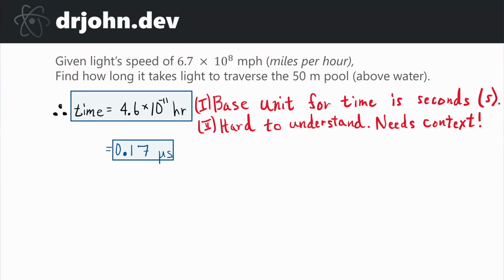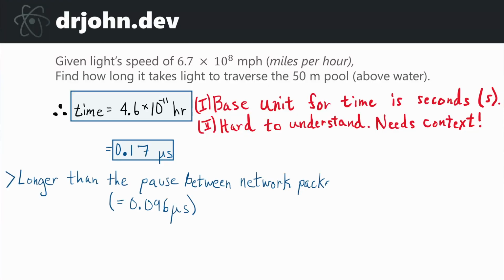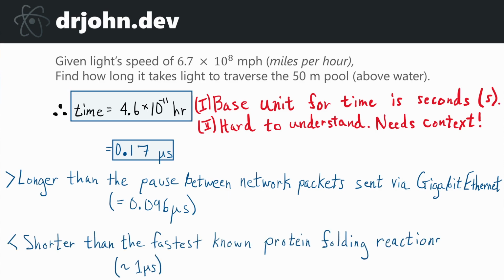For instance, 0.17 microseconds is longer than the pause between network packets sent via gigabit Ethernet connection, which clocks in at around 0.096 microseconds. And then on the other end, 0.17 microseconds is shorter than the fastest known protein folding reactions, which occur around 1 microsecond. So this example illustrates an interesting point, which is that typically physical processes involving light interactions occur on much faster timescales than most all biological processes. This is part of the reason it's hard to visualize these extreme units in the first place.